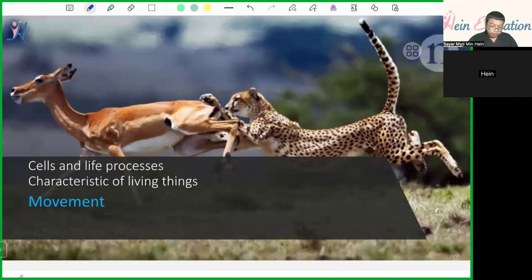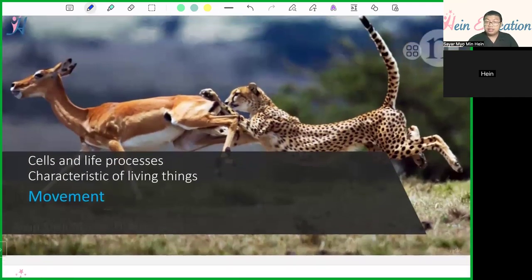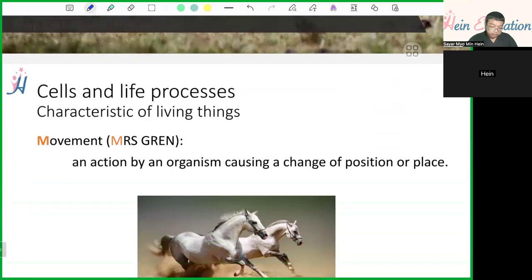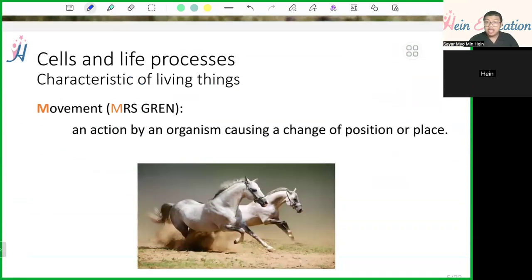Starting off with the first one, which is movement. So the very obvious thing would be the movement. In terms of definition, movement is an action by an organism causing a change of position or place. So from this statement, you can see that it is a changing of position or place.